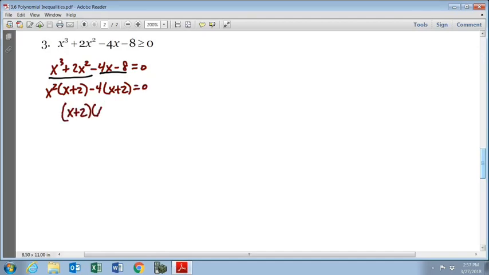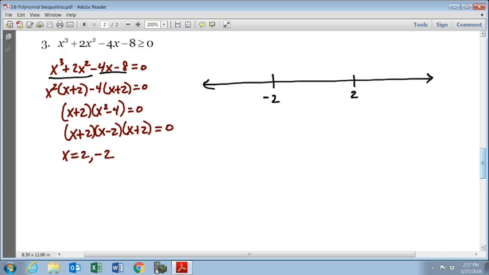So we get x plus 2 times x squared minus 4 equals 0. And we got a difference of squares there. We can factor that further to x minus 2 times x plus 2. So notice we have a repeated factor here. We're going to have 2 solutions, 2 and -2. So those are our critical values. Now notice with this inequality, we do have greater or equal. So we're going to use the solid dot on our critical values.